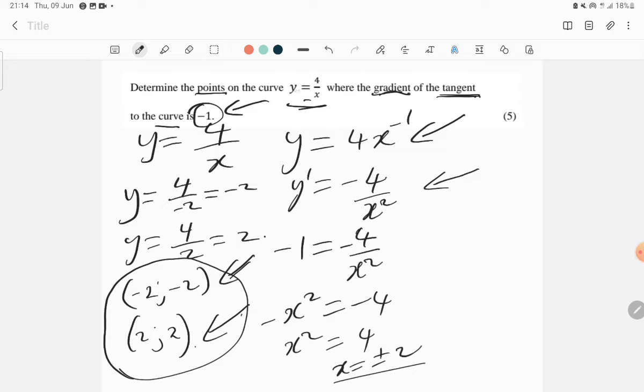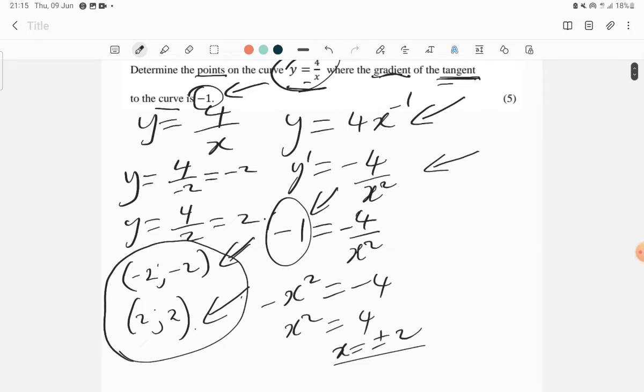The idea is to first find the gradient of the curve by differentiating the curve, then equate it to -1, because we are given that the gradient of the tangent of the curve is -1, but we know that the gradient of the tangent is also equal to the gradient of the curve at the specific point. So that is why we have equated the gradient of the curve to -1 to find the x values. So that's number 1 for applying calculus to determine some parameters.